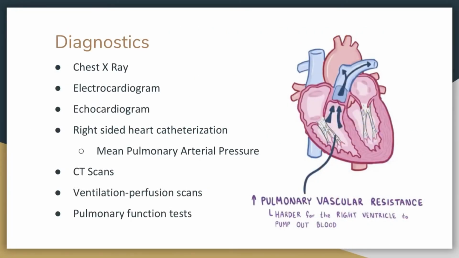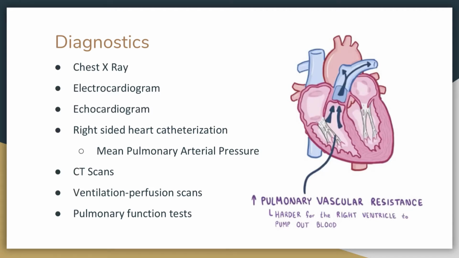Diagnostics include a chest x-ray. This can detect enlargement of the right ventricle of the heart. An electrocardiogram can also detect enlargement or strain on the right ventricle. The doctor will most likely order an echocardiogram, which can determine the size and thickness of the right ventricle, as well as measure the pressure in the pulmonary arteries. A right heart catheterization will confirm the echocardiogram's diagnosis of pulmonary hypertension.